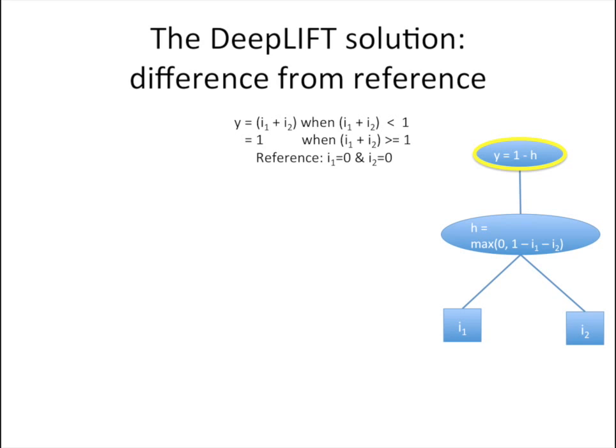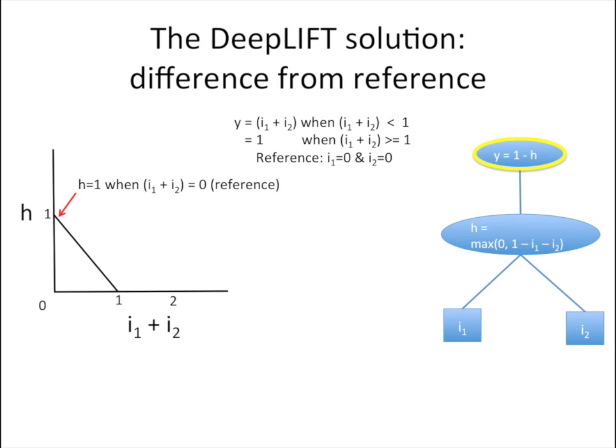Note that when both I1 and I2 are 0, the activation of h is 1 due to the positive bias term. Now, when we look at the point where I1 plus I2 is 2, the difference from reference is negative 1, even though the gradient locally is 0. This is the information that DeepLIFT uses to propagate importance even when the gradient is 0.